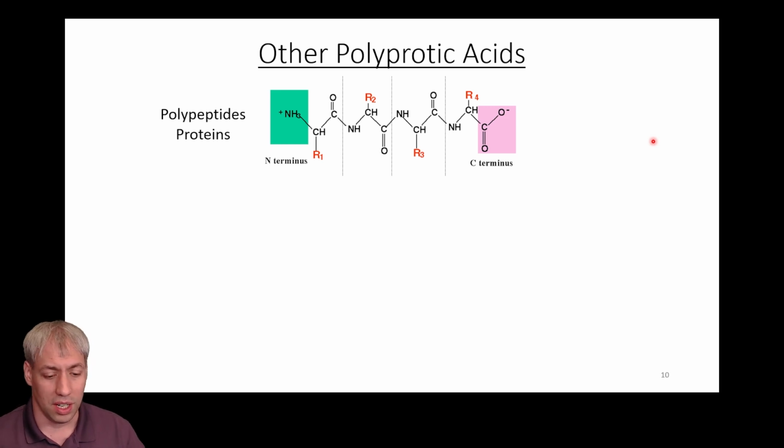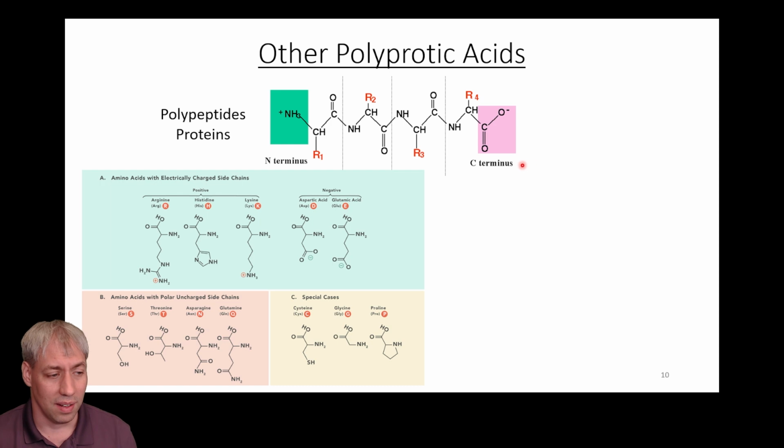There are other classes of polyprotic acids, and that one was where previously we talked about the OH group being attached to a central atom. You can have other polyprotic acids, and one example is polypeptides and proteins, where you can have an N-terminus and a C-terminus. In this case, the C-terminus is a carboxylic acid or a carboxylate. The N-terminus is an amine group that can be protonated or deprotonated. Not only that, but each one of the side chains on amino acids can also have acid groups.